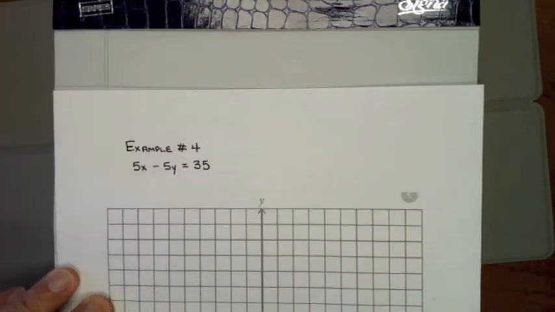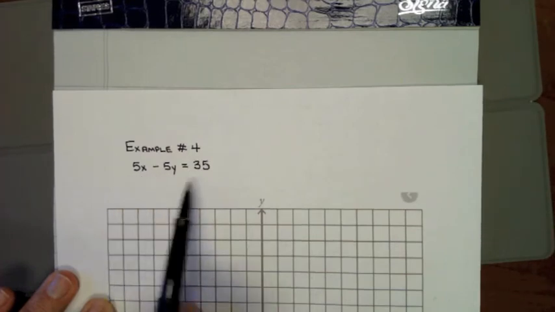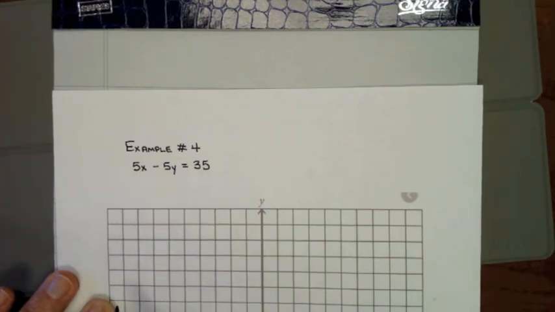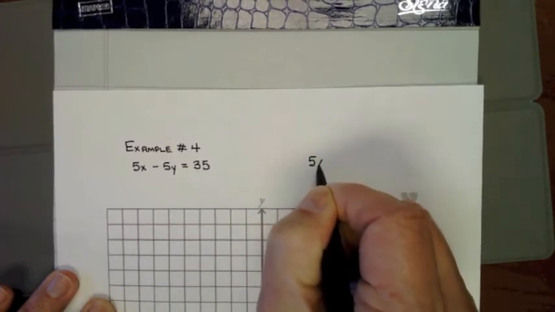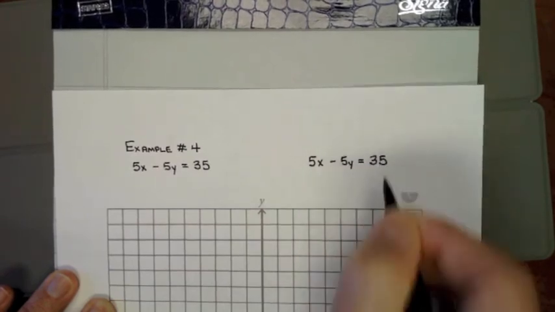Example number 4. What form this is in dictates how I'm going to graph it, what information I'm going to use to graph it. If it's in standard form, I can use the X and the Y-intercept. So let me check and see if it's in standard form. All the variables are on the left side. They're in alphabetical order. There are no fractions. The first one's not negative. This is in standard form. That means I can use the X-intercept and the Y-intercept. I'm going to rewrite this equation. That's going to help me figure out what the X and the Y-intercept are.